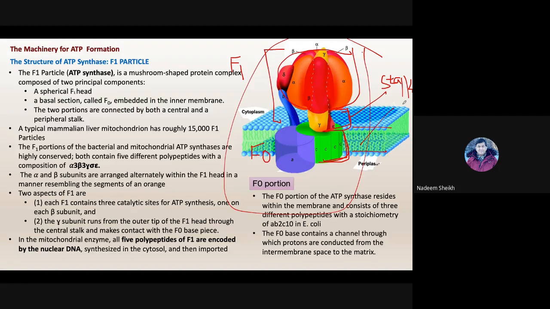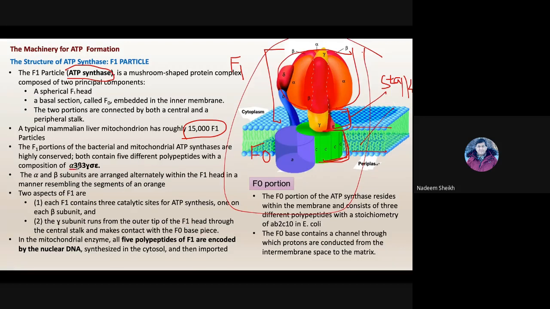इस F1 पार्टिकल को हम इसकी एंजाइमेटिक एक्टिविटी की वजह से नाम देते हैं ATP सिंथेज का, बिकॉज इट इज रिस्पॉन्सिबल फॉर द सिंथेसिस ऑफ ATP. इसकी स्ट्रक्चरल अरेंजमेंट का मैंने आपको बता दिया. There are around roughly 15,000 F1 particles in a mammalian liver cell. If now we look at the composition of F1 particle, it is a multi-protein complex.